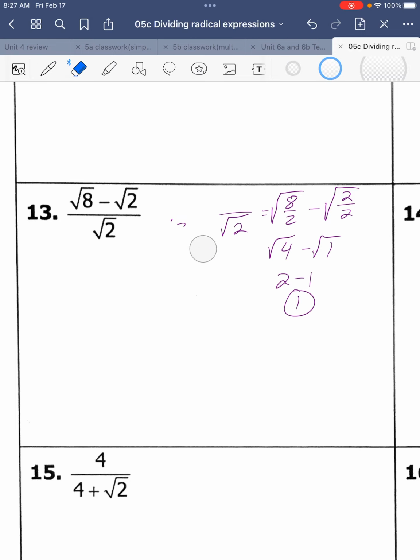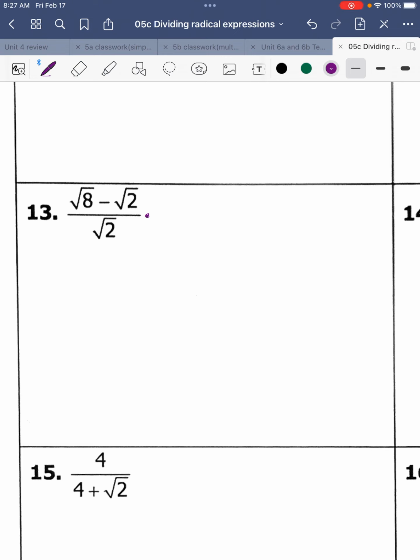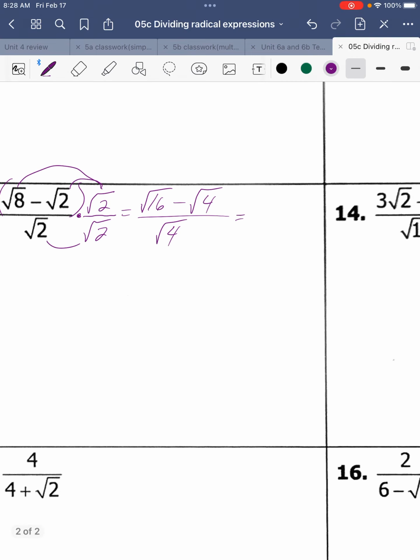There's one way to do this problem. Here's the other way. So we can just continue with the same thing. We have a monomial in the denominator, so we're going to multiply by the square root of 2 over the square root of 2. There's a binomial in the numerator here, so we're going to distribute. The square root of 2 times the square root of 8 is the square root of 16, minus the square root of 2 times the square root of 2 is the square root of 4. In the denominator, multiply your monomials there. You have 2 times 2 is 4.